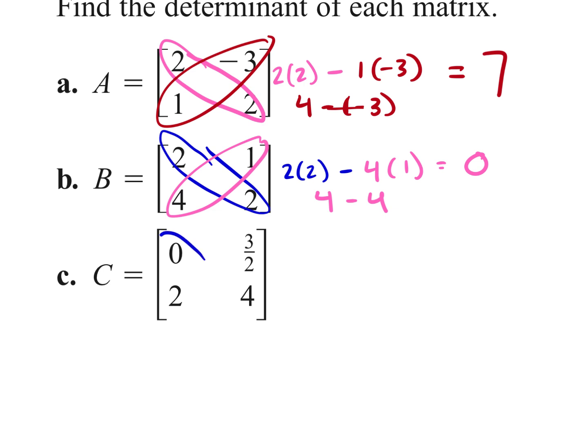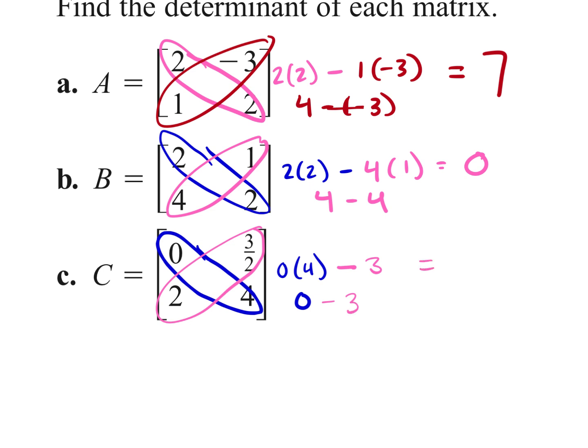Lastly, let's do C. Majors start at the top, so we get 0 times 4, which would be 0, minus minors. What is 2 times 3 halves? 3, awesome. So 0 minus 3 would be negative 3, perfect.